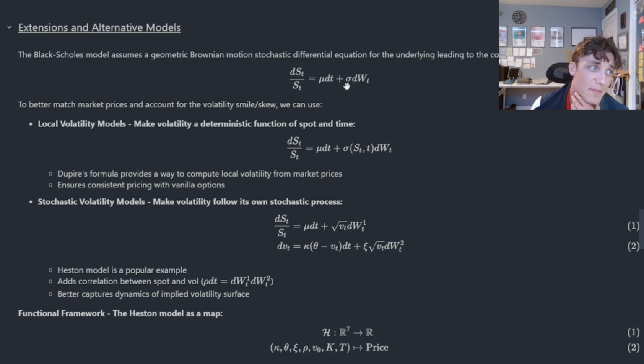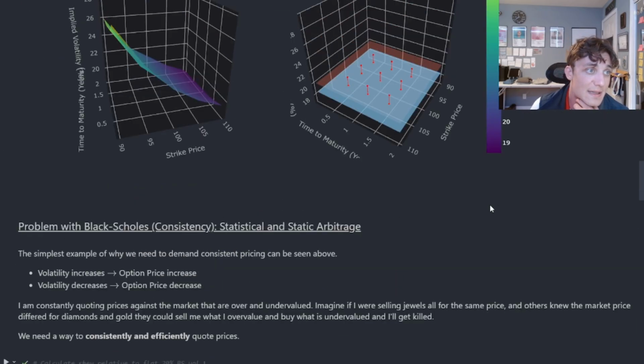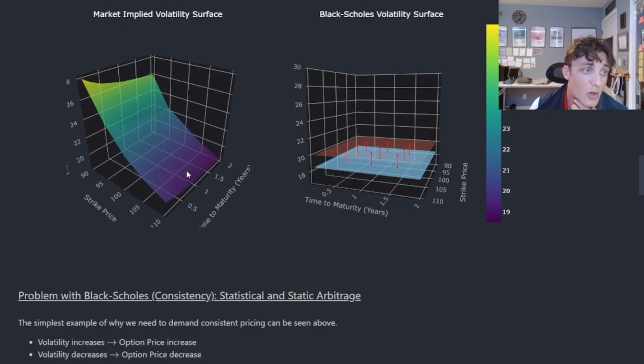So we need to extend this model. We could look at something like a local volatility model. That makes this volatility term a function. It's no longer constant. That's going to allow us to fit this surface to the market surface.